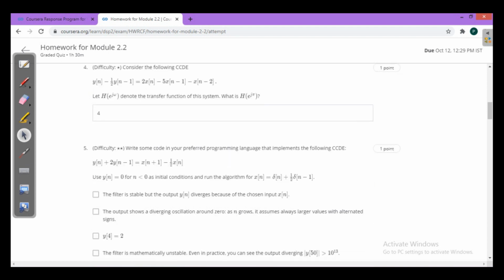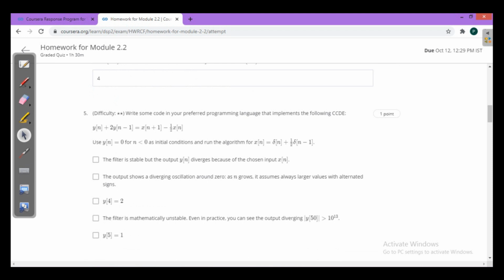Next, the fifth one. Write some code in your preferred programming language that implements the following CCDE: y[n] + 2y[n-1] = x[n+1] - 1/2 x[n]. Use y[n] = 0 for n < 0 as initial conditions and run the algorithm with x[n] = δ[n] + 1/2 δ[n-1].